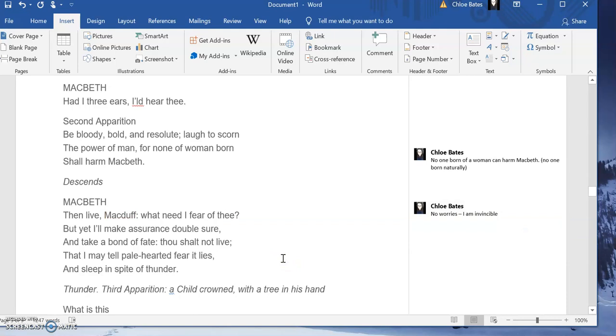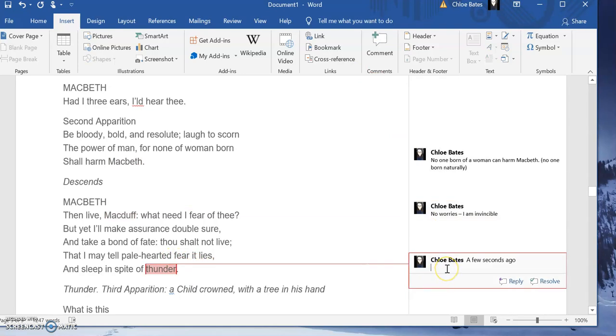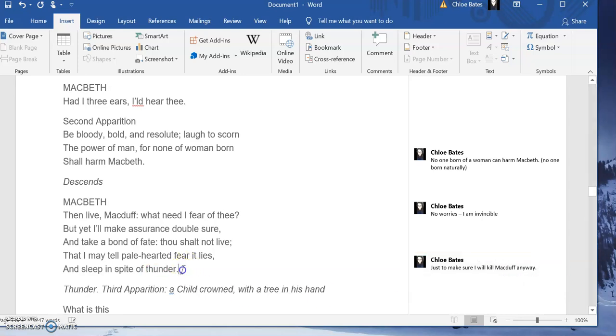And then it's like, wait, but yet I'll make assurance, double sure, that word double again, and take a bond of fate. Thou shalt not live. I may tell pale-hearted fear it lies and sleep in spite of thunder. So he's like, oh, I don't need to kill Macduff. Actually, just to make sure, I will kill Macduff anyway. Which again shows his evil nature, this ruthlessness that's coming out of Macbeth right now. Make sure you've got that annotated.